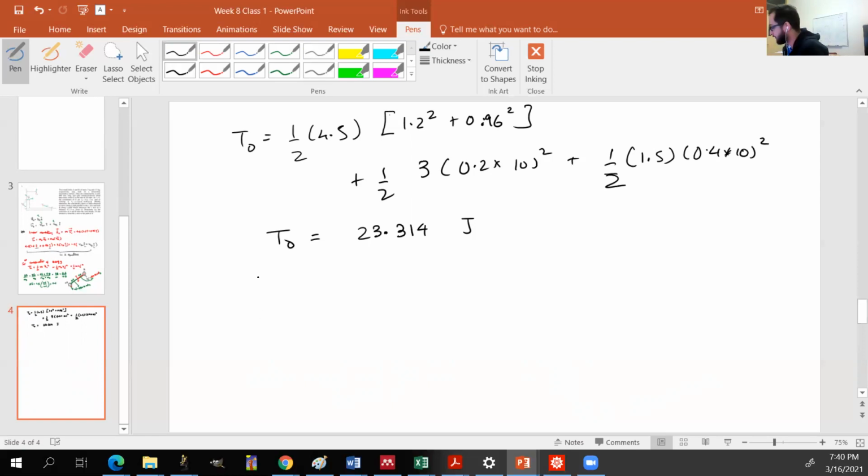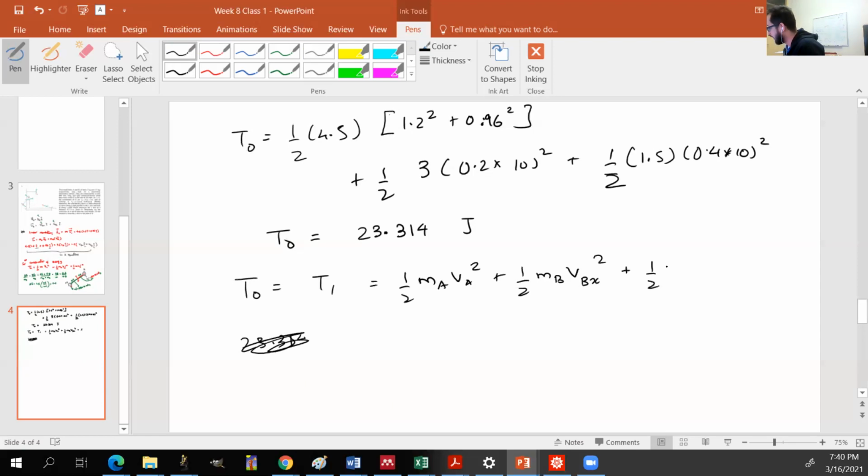And then you can get the final kinetic energy of the system when everything's broken up, you already know. So that's basically T naught is equal to T1. So you can say that 23.314, well, let's write out what this is going to be, right? So after the cord has broken, you're going to get the kinetic energy of A as 1/2 MA times VA squared, like that, plus 1/2 times the x component squared and the y component squared, right? So this is going to be VBX squared, like that, plus 1/2 MB VBY squared, like that. And this ends up being your third expression, right?